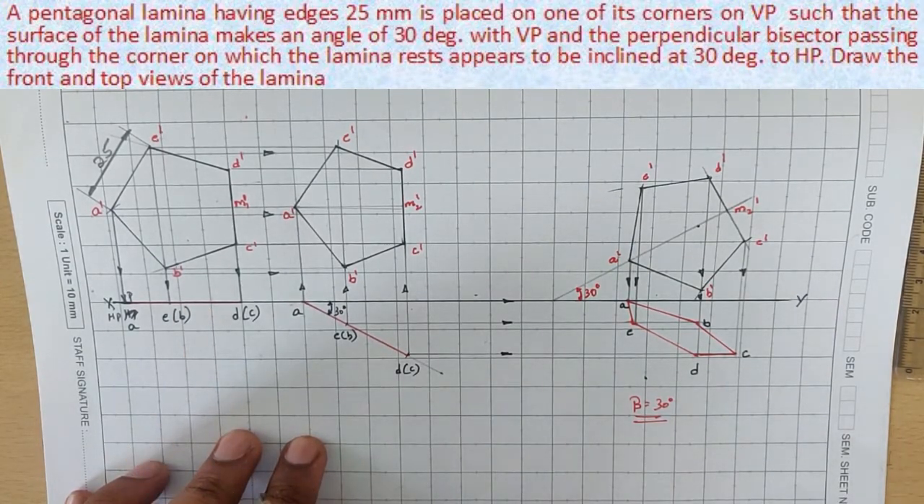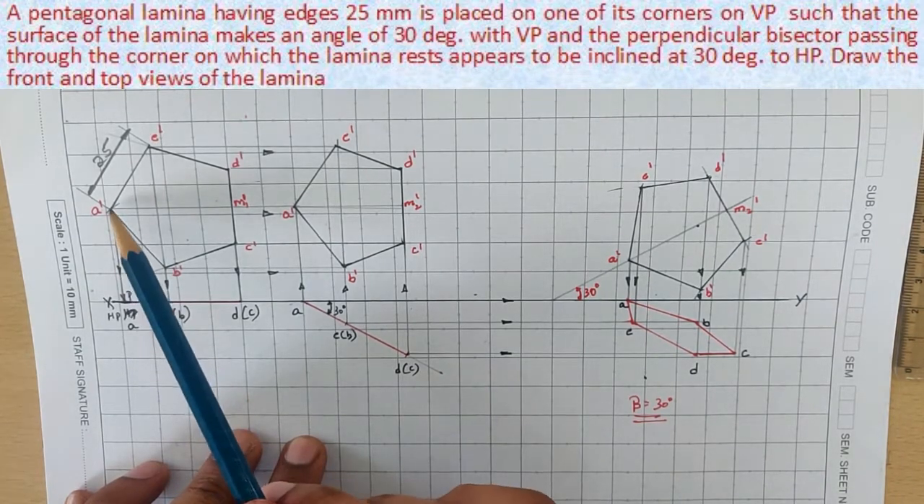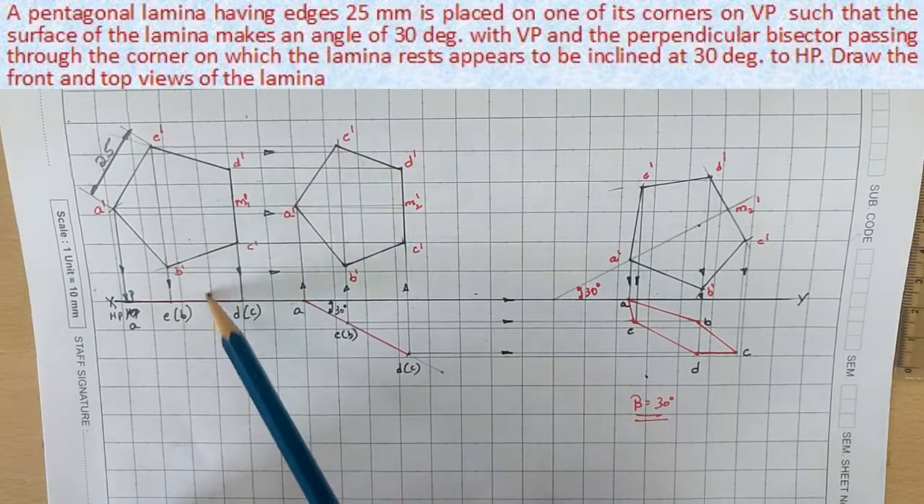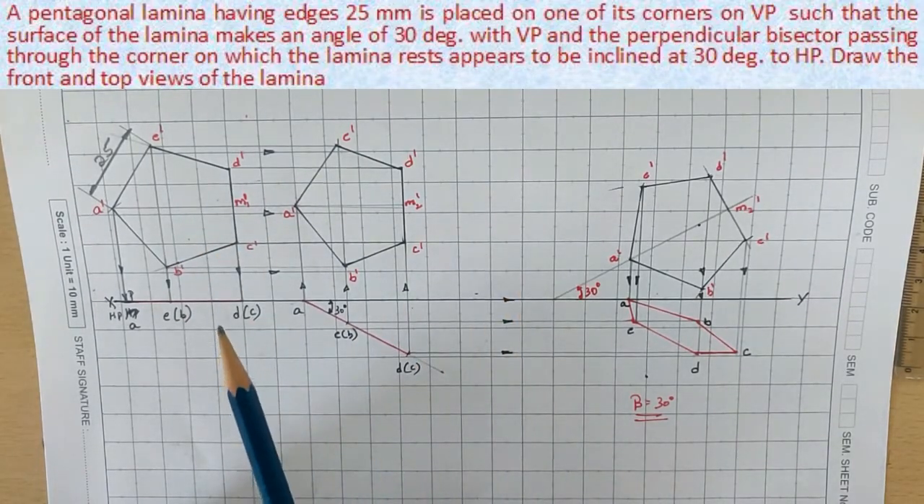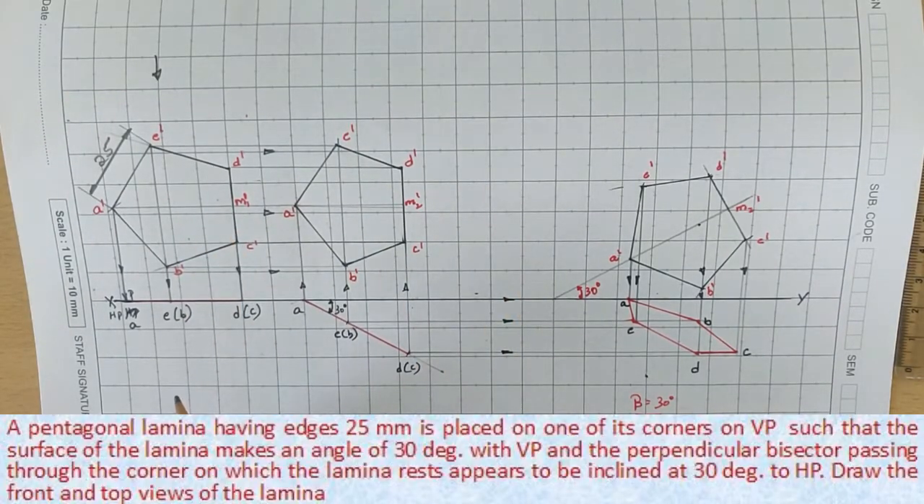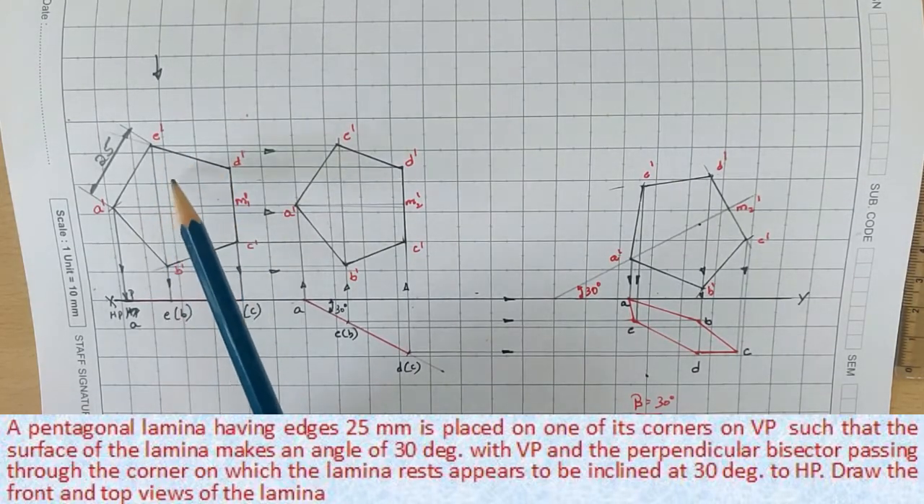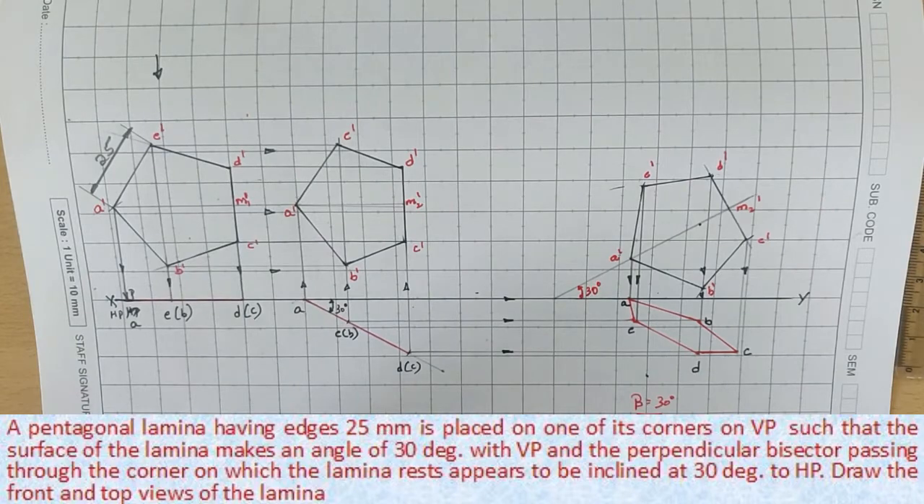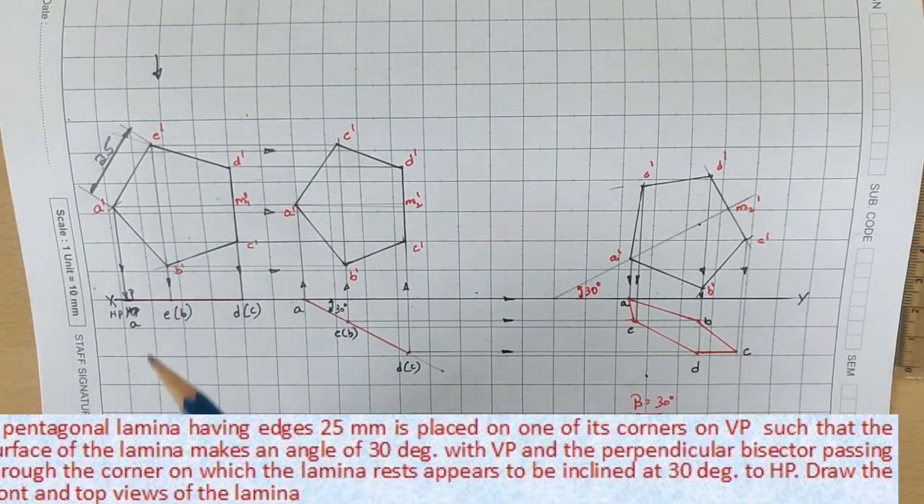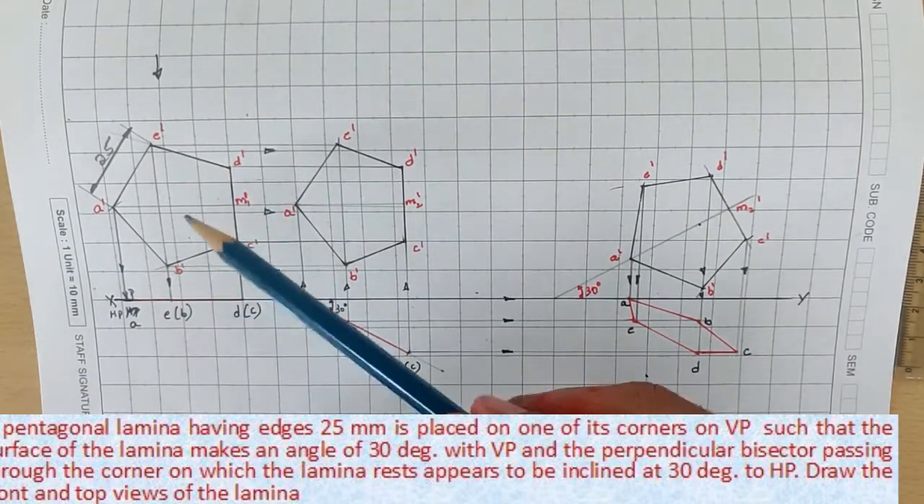Underline the word corner, because it says the corner is resting. That is why I'm taking the corner towards the left. Now why did I draw this pentagon above the XY line? Because it says it is placed on VP, its corner is on VP. If it is on VP, you have to draw this pentagonal lamina above the XY line. If it is on HP, below the XY line. I'm explaining with the pentagonal lamina above the XY line.